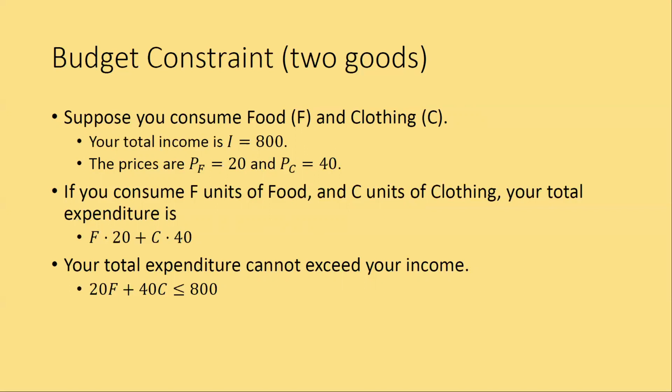Now, the intuition is that your total expenditure cannot exceed your income. And your total expenditure is the sum of the expenditure spent on food and the expenditure spent on clothing. So your budget constraint is defined by 20 times F plus 40 times C, and this total expenditure cannot exceed your income, so this must be less than or equal to 800.